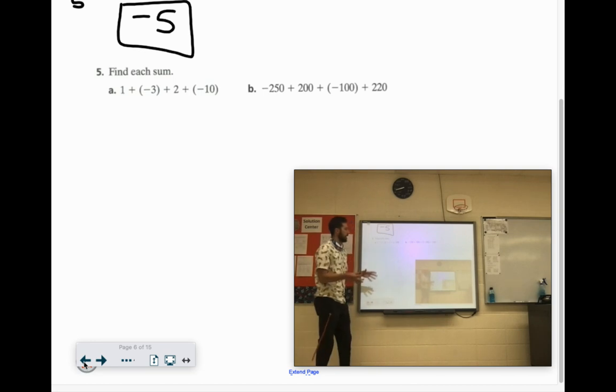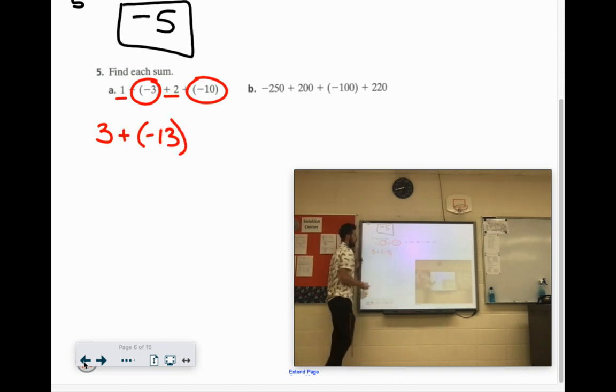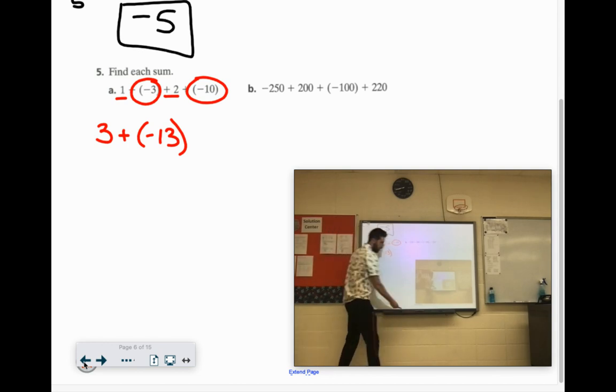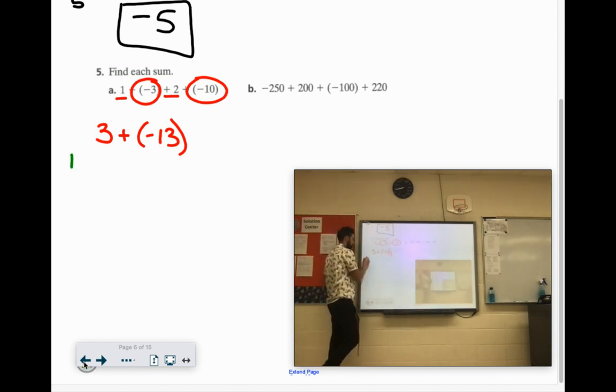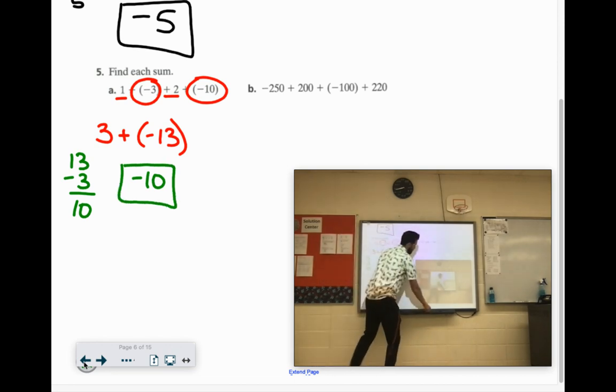Again, handle your like stuff. So 1 plus 2 is 3. Negative 3 and negative 10, they're both negative. Just add them together. 10 plus 3 is 13. You have $3. You owe someone 13. Do you have enough? No. So we're going to do 13 minus 3, and we will keep the negative version of that. So it comes out to 10. We will make it negative 10.